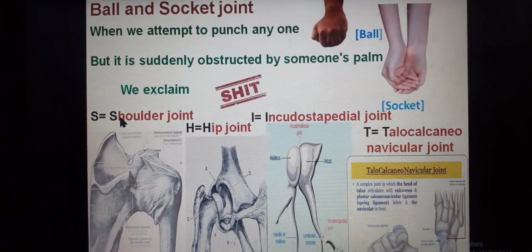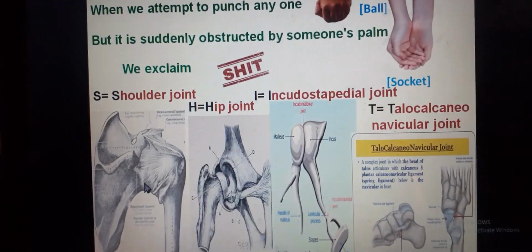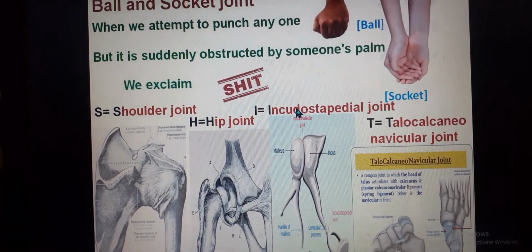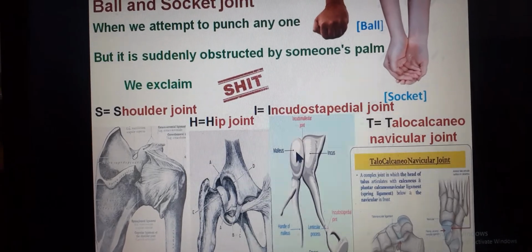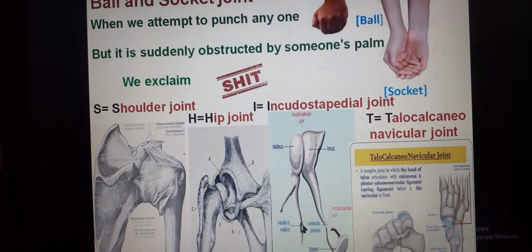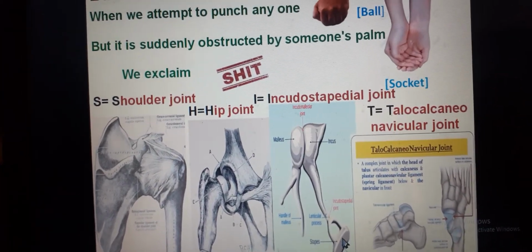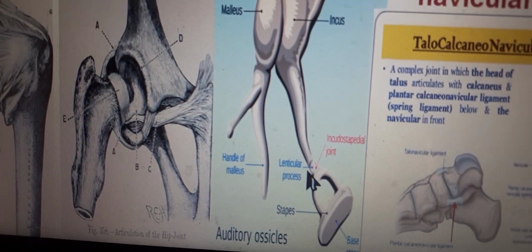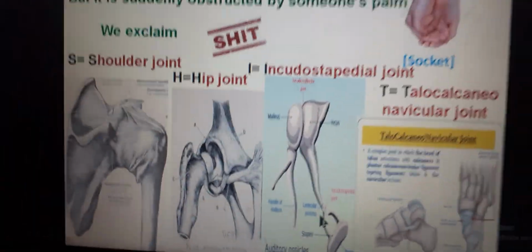SIT: S for shoulder joint, H for hip joint. This is the shoulder joint, and this is the hip joint. I for incudostapedial joint. In the middle ear cavity there is malleus, incus and stapes. This is the malleus, here is the incus and here is the stapes. So in between the incus and stapes, here is the incudostapedial joint. This is also a ball and socket type of joint.